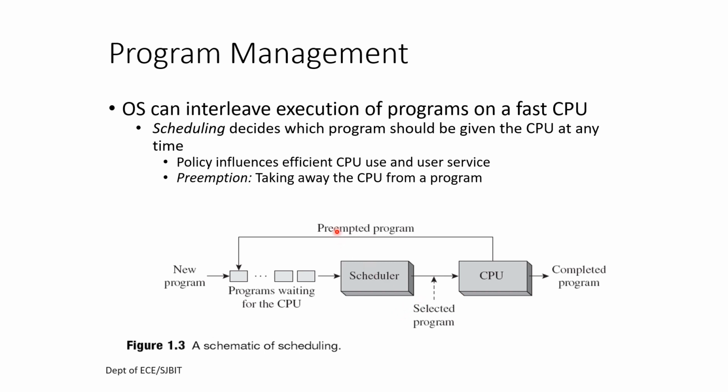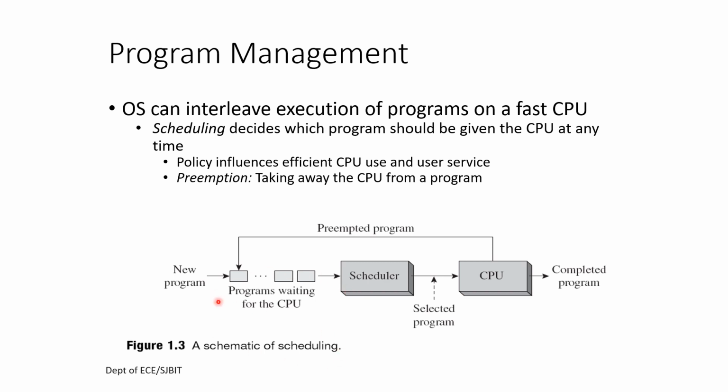This action is called preemption. So I have to remember this term also, preemption. What is preemption? Removing the program from the CPU execution. It is called preemption. By using this scheduling policy, the scheduling functionality included in the operating system increases the efficiency and also the user service.